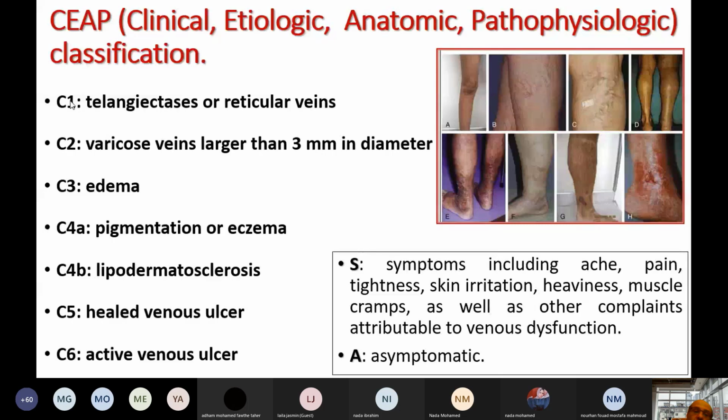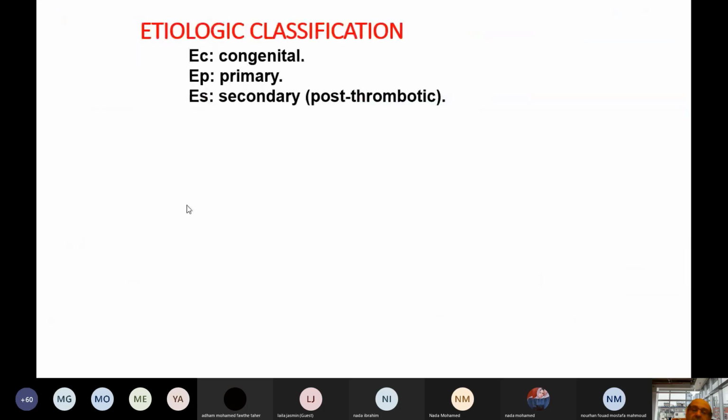This satisfies the morphological appearance of the patient. So when you see small veins, he has C1 or C2, and he has edema, C3, affection of skin, C4, ulcer either active or healed, C5 or 6. This satisfies the morphological classification.